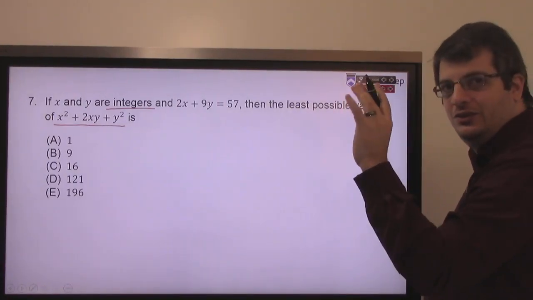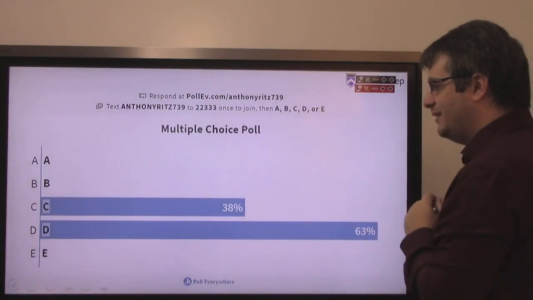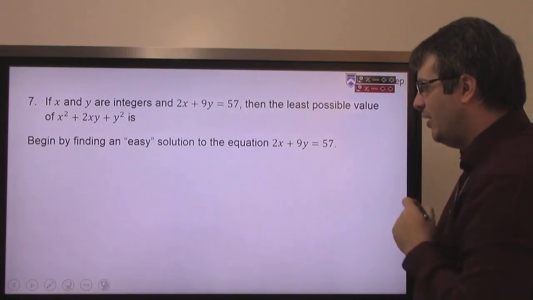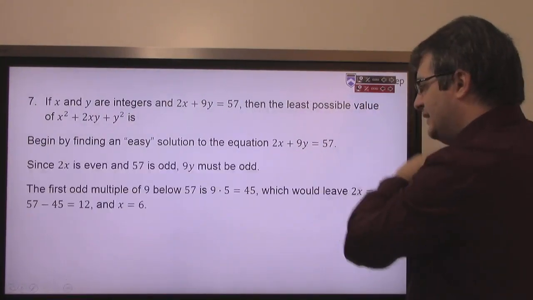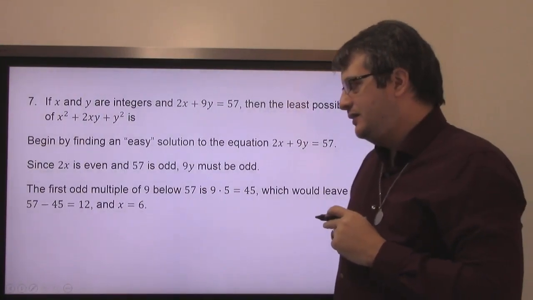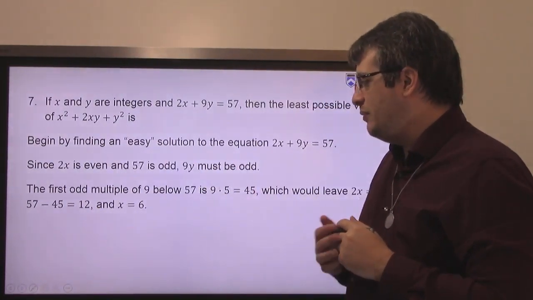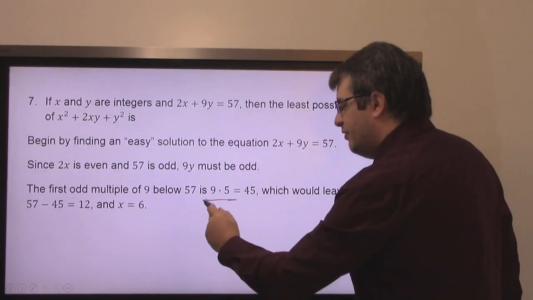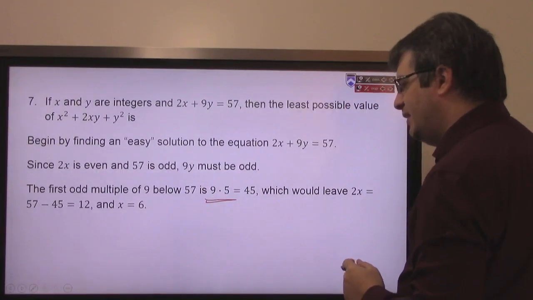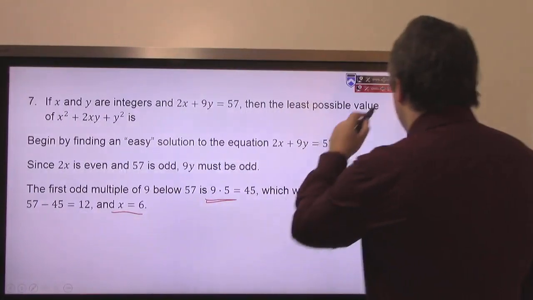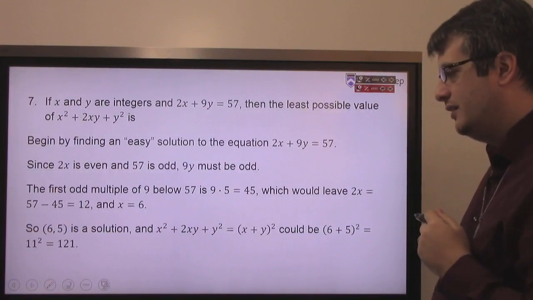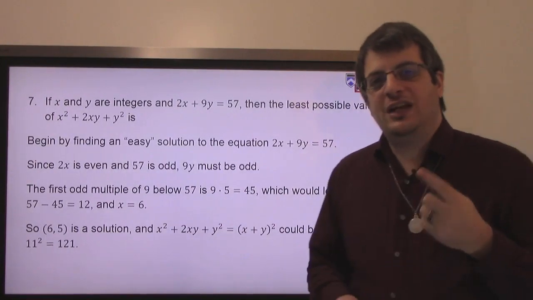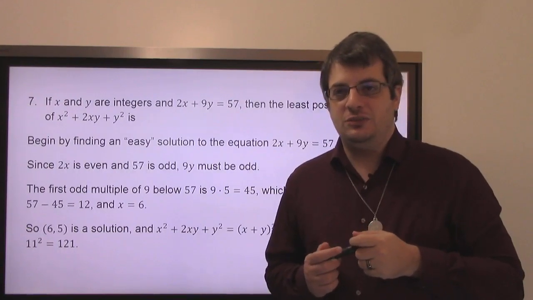Did you guys at least find one solution? I think you did. I think, in fact, here's the results on the poll, by the way. I think, in fact, the solution you found is this one. Since 2x is even, 57 is odd, 9y must be odd. I picked an odd multiple of 9 below 57. I picked 9 times 5 is 45, and that gives x equals 6. At which point, 6, 5 is solution, 121. Is this what you guys got? Did you guys get that 6, 5 solution?